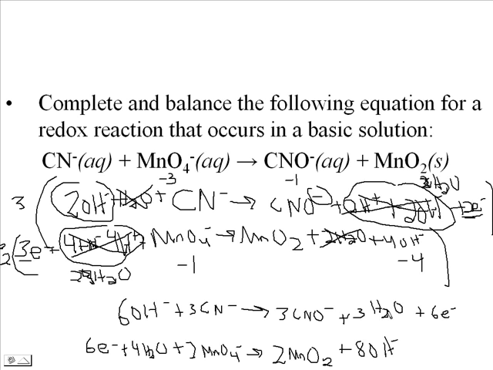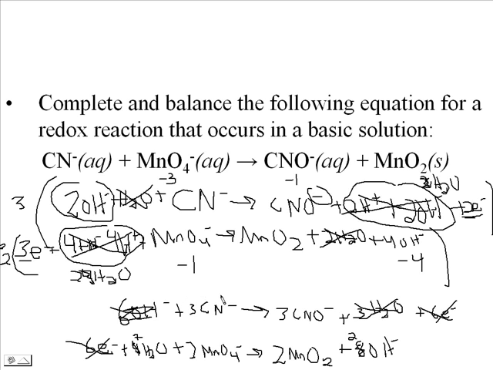Okay, and then overall, before we combine them all together, we can cancel things. So 6 electrons, 6 electrons. 4 waters and 3 waters. These 3 waters are gone. Those 4 become 1 water. And then we've got 6 hydroxides here, 8 hydroxides here. So those 6 are all gone. And this 8 becomes a 2.